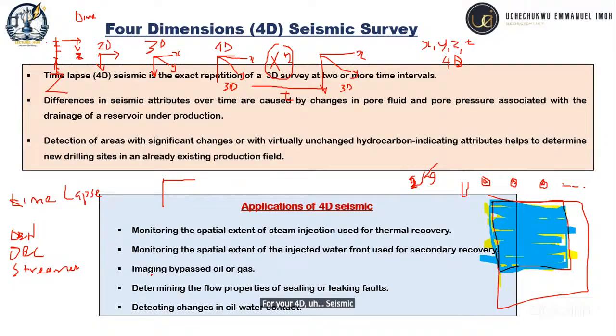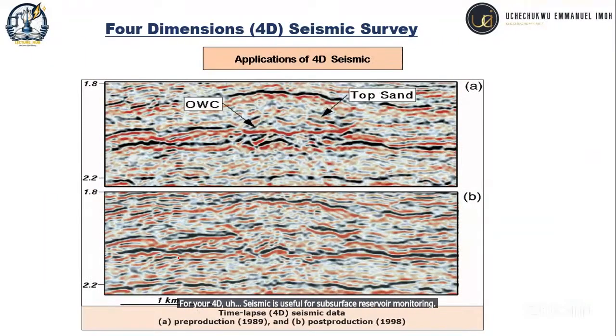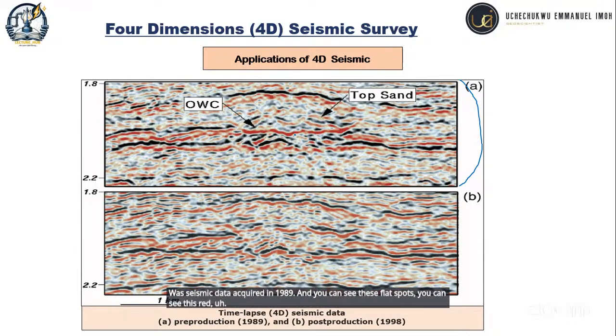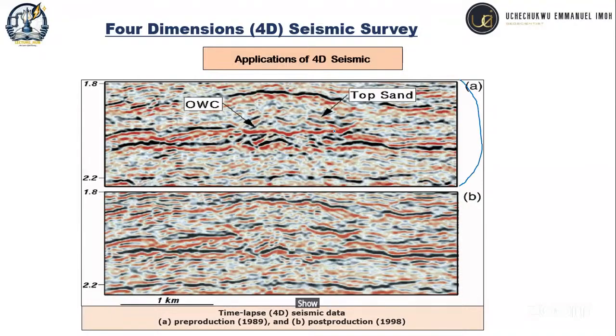seismic. It is used for subsurface reservoir monitoring. So we'll quickly look at an example of where it has been applied. For instance, in the seismic section we have in front, gotten from a particular place, the upper part, which is part A, was seismic data acquired in 1989. You can see this flat spot, this red event, which is your trough, showing a flat continuous trough, interpreted as an oil-water contact.